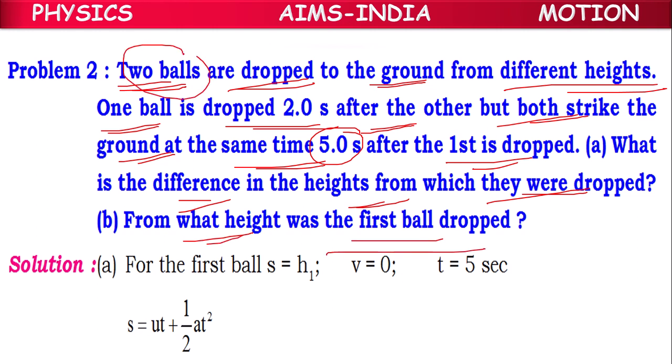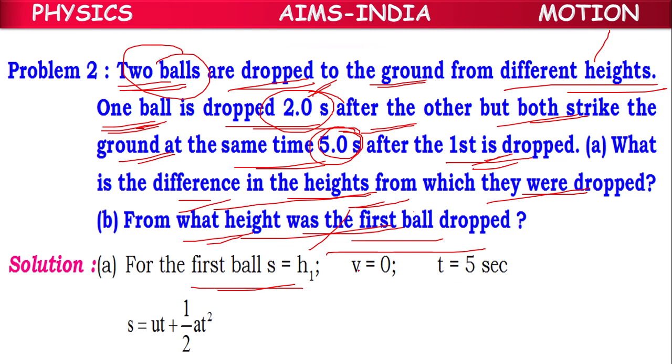So two balls are dropped to the ground from different heights. One is dropped 2.0 seconds after the other, but both strike the ground at the same time, 5 seconds after the first is dropped. So the difference of heights you have to find out. For the first ball, from what height it has been dropped, that also we have to find out. So for the first ball, let the height be h1.